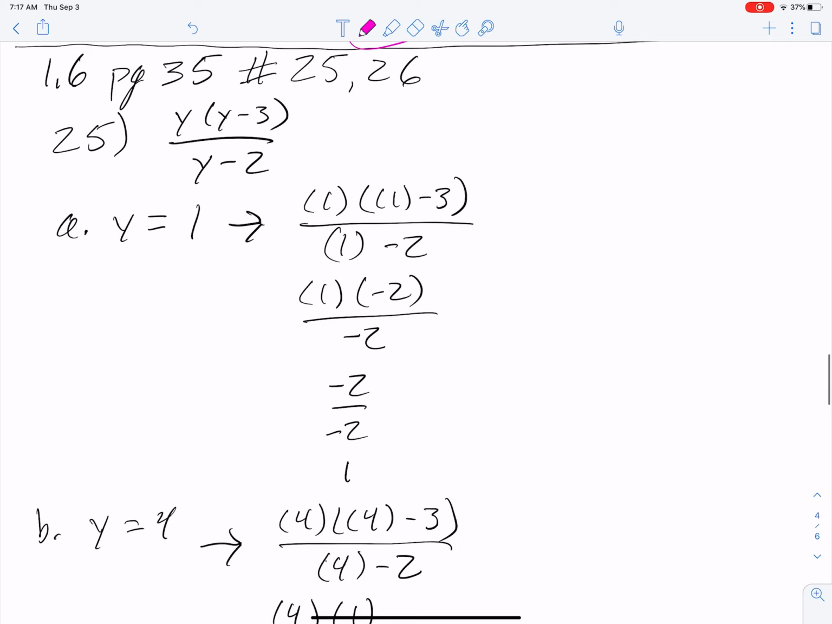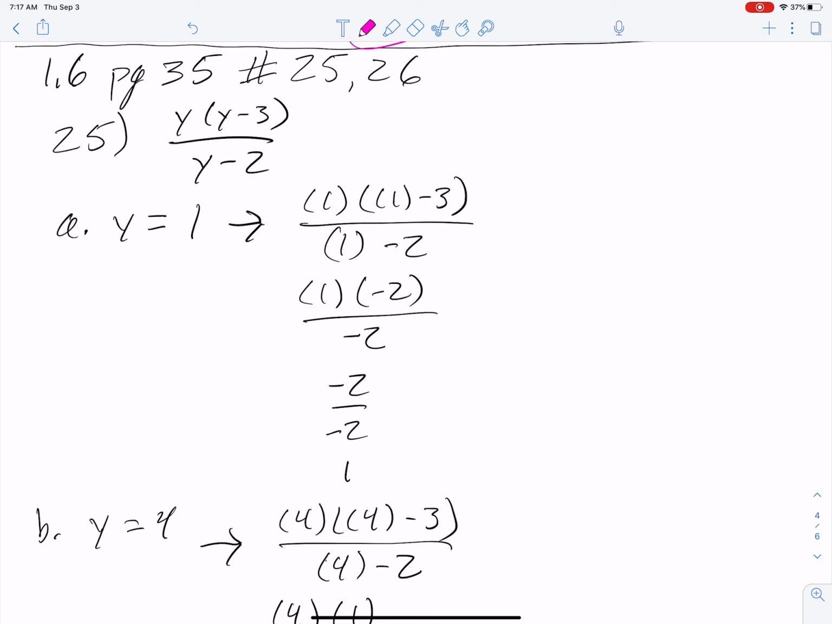All right, and finally. So in 1.6, number 25, I substitute in my 1. Again, the parentheses in these cases aren't really all that necessary. I'm just trying to emphasize what I'm doing, so I'm going to show those in each one. So I substitute in my 1, and then it's just a matter of doing my arithmetic.